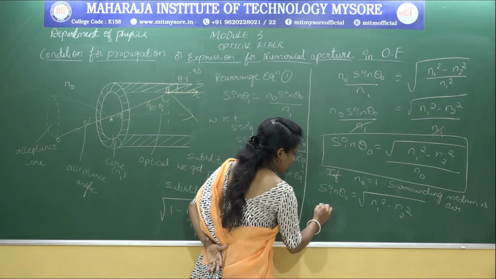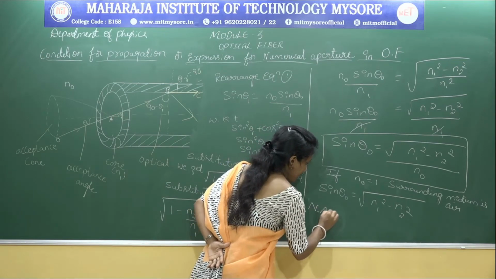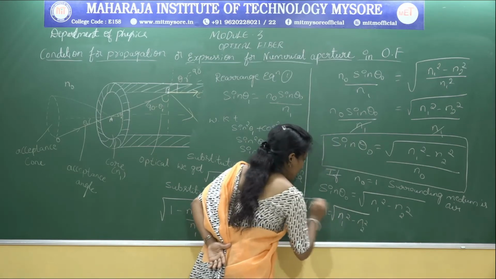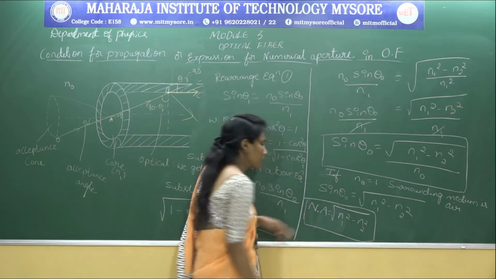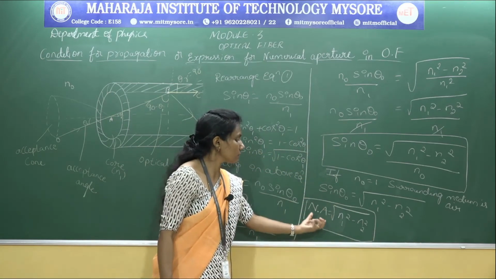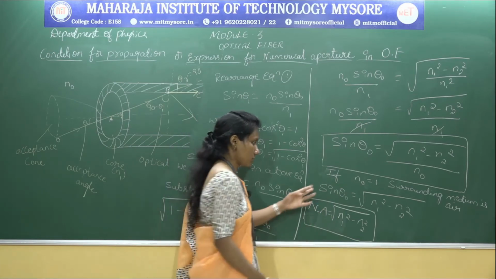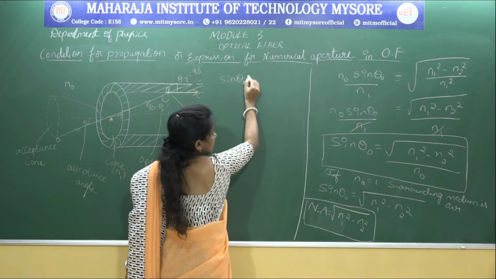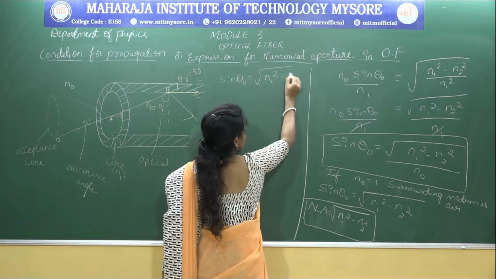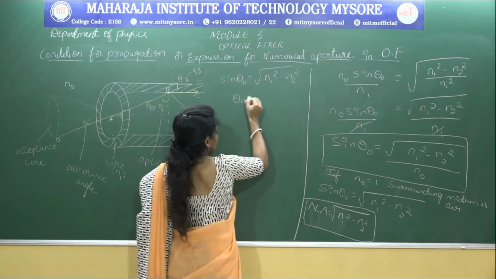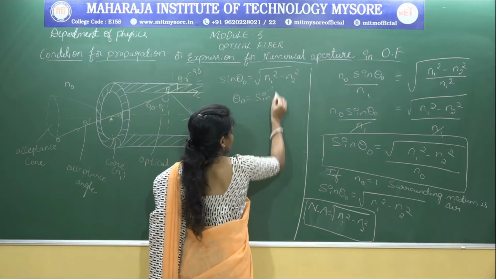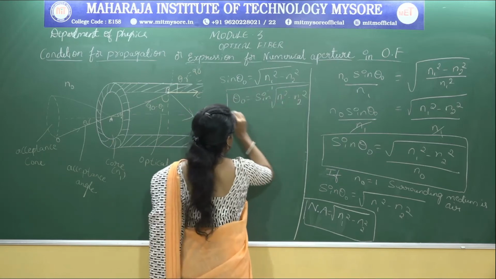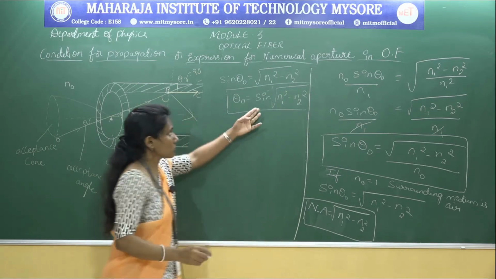So sin theta naught, in terms of the numerical aperture, is equal to root of n1 square minus n2 square, where sin theta naught is the numerical aperture. Also, theta naught is equal to sin inverse of root of n1 square minus n2 square. So, this is the acceptance angle.